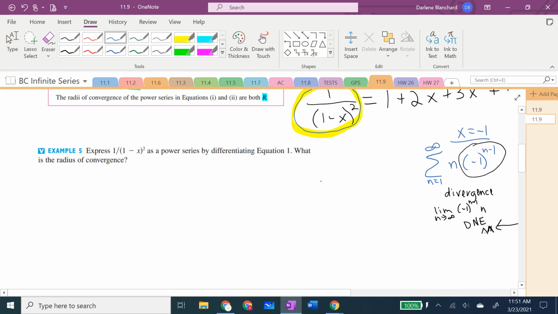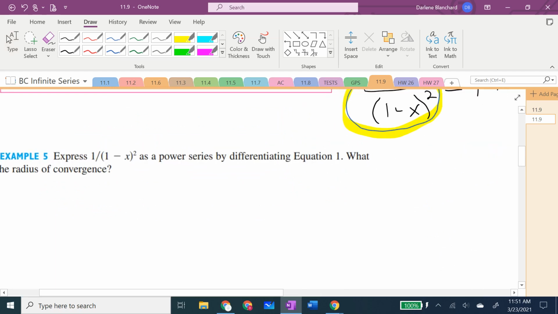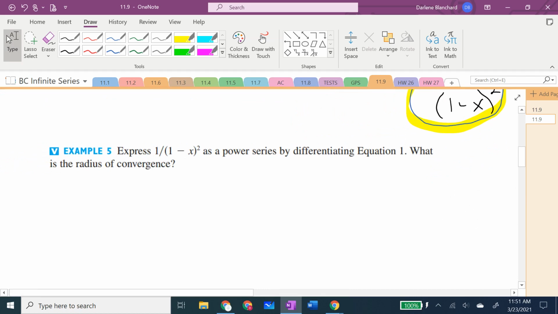So we just did example 5 in the book. It asked you to express this function as a power series by differentiating the original equation, and then it only asked for the radius of convergence, but I threw in the whole interval of convergence. And the radius of convergence, you guys all see that that's 1.